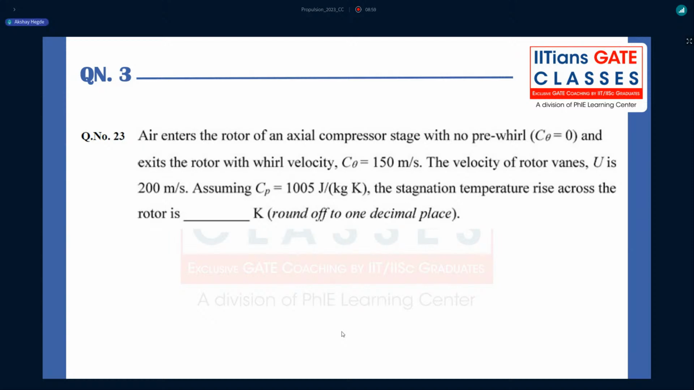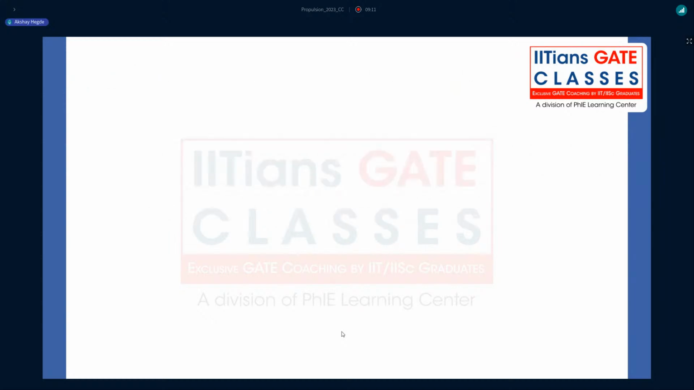So what are the conditions given in this problem? The air enters the rotor stage of an axial compressor, right? So let us try to draw the stage velocity triangle first. Usually I will have a velocity triangle for the axial compressor. Say I have a rotor which is rotating in this direction with the velocity U.